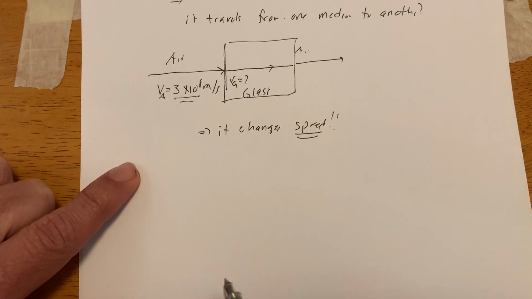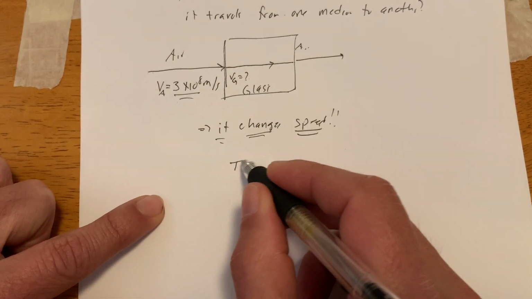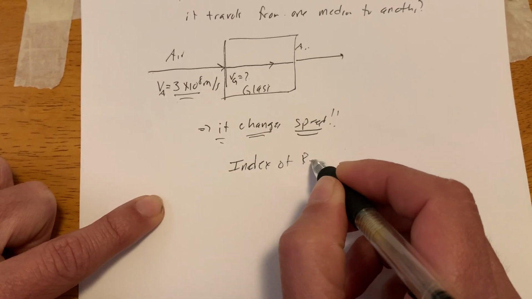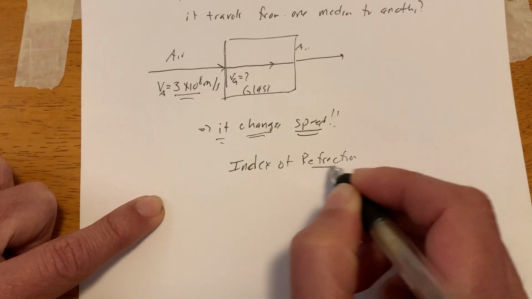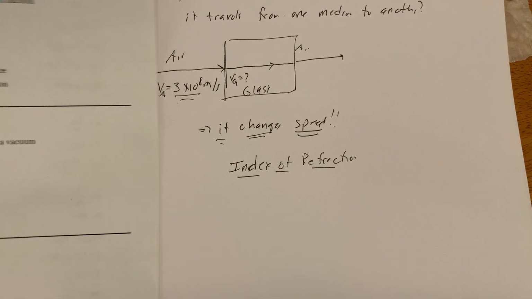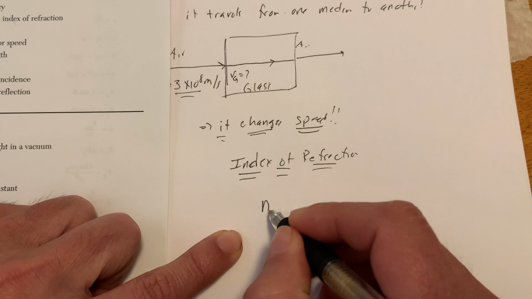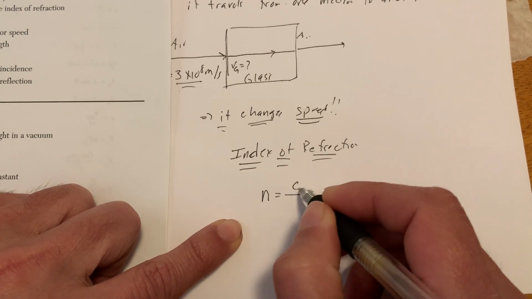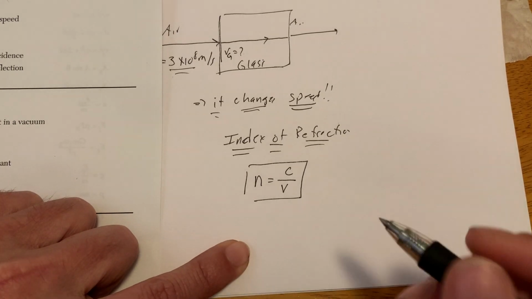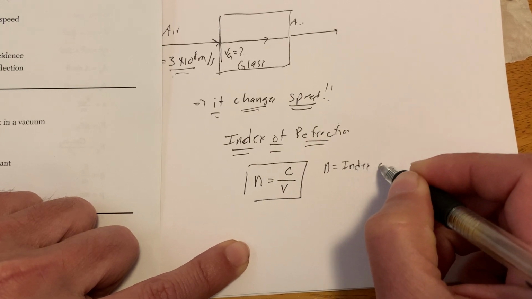Okay, so what we use to calculate the speed change is something called the index of refraction. Now I'm going to take a look at your reference table, and I'm going to give you the equation first. So how do I describe the index of refraction? N is equal to C over V. Okay, so let me tell you what these are symbolically. So N, what is N? That is the index of refraction.